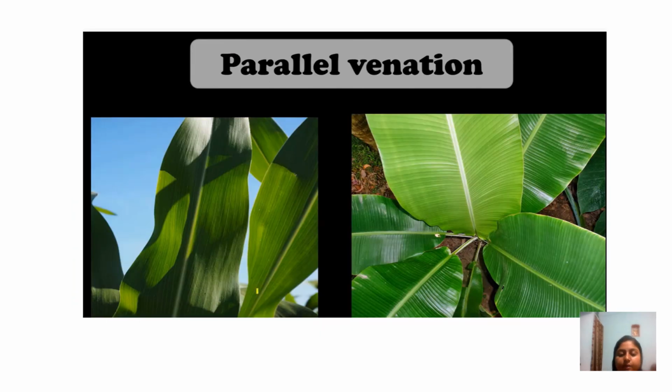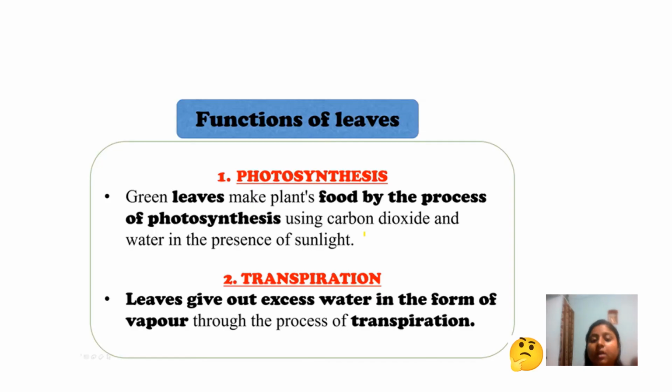Okay, next, students, see, there is parallel venation. In parallel venation, what happens? I already told you, the leaves are straight. There are a lot of plants, for example the banana plant, and other plants also come under parallel venation. The leaves are parallel. Okay students, now I think you are all very clear which one is reticulate venation and which one is parallel venation. Now see here, function of leaves.